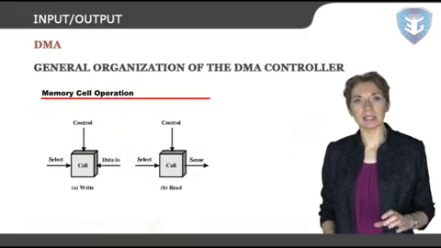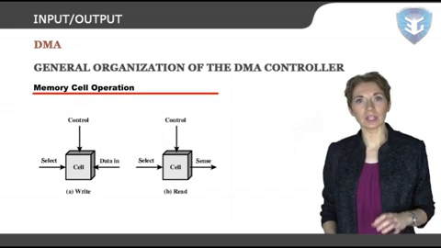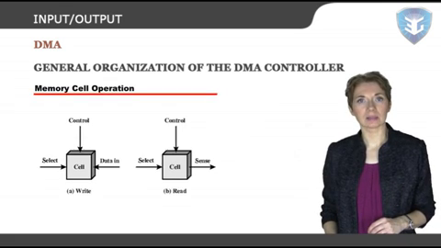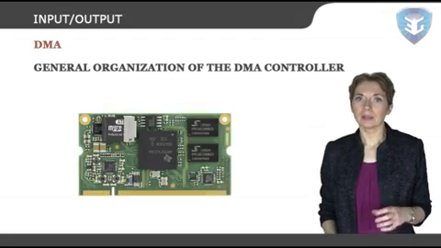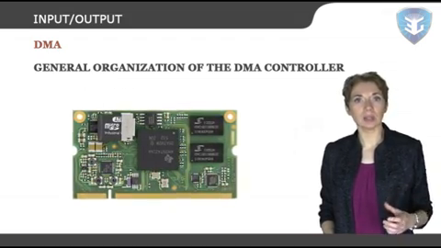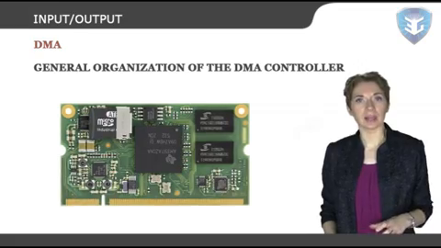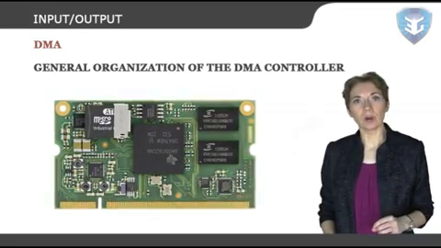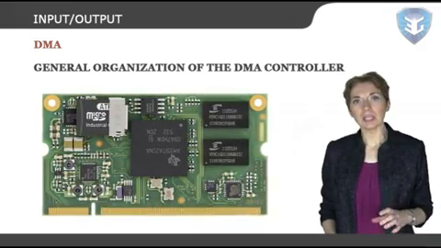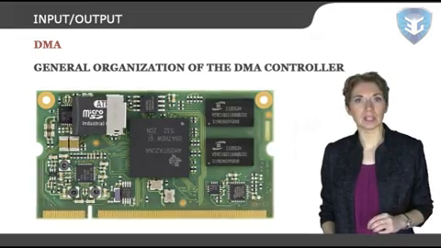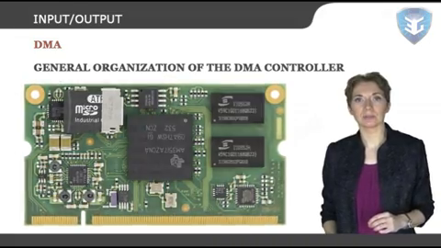General organization of the DMA controller. The DMA controller megafunction is designed for data transfer in different system environments. Two module types, Type 0 and Type 1, are provided and the user can choose the number of each module type. Type 0 modules are designed to transfer data residing on the same bus, and Type 1 modules are designed to transfer data between two different buses. Each module can support up to 4 DMA channels. The megafunction supports up to 16 total DMA channels.